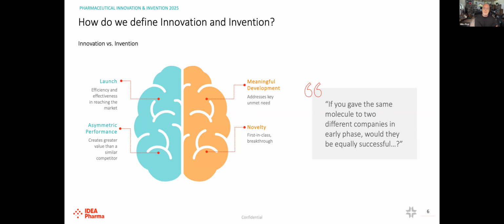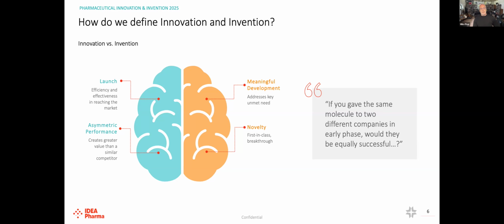And then clearly on the invention side, what we want to see and encourage our companies doing is meaningful development, addressing key unmet needs. We're not so excited about the Me Too's and so forth. They clearly have their space and have value in our industry, but that's not what we're looking at on the invention side of it. And clearly novelties, first in classes or breakthroughs.